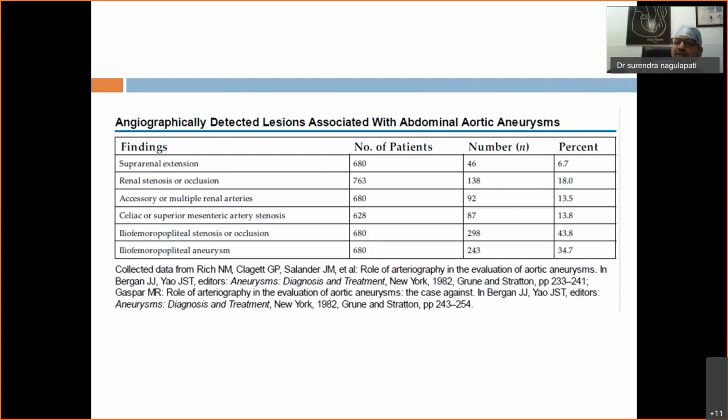These are angiographically detected lesions. When doing angiography, associated lesions are found along with abdominal aortic aneurysm. We can see suprarenal extension in 6.7% of patients, and renal stenosis or occlusion in 18% of patients. Accessory or multiple renal arteries are seen in 13.5% of patients, and iliofemoropopliteal aneurysms in 34.7%. There is a significant risk of iliofemoropopliteal aneurysms along with abdominal aortic aneurysm.